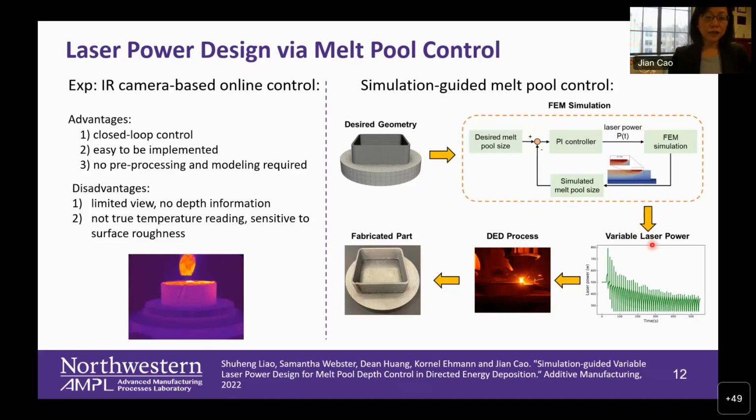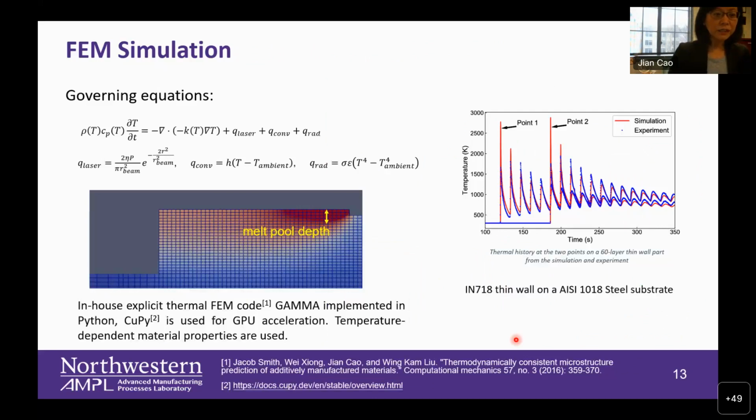So as a result, using one simulation, the output is a laser power history such that you can control the melt pool depth wherever you are, right? So this method is much more general in terms of the geometry, material properties, or material types that you are doing. Here's a quick glance at the FEM code Gamma. And here's the governing equation, which is pretty standard. The key part for our particular application is that we need the speed in order to do this closed loop control to generate the laser power.